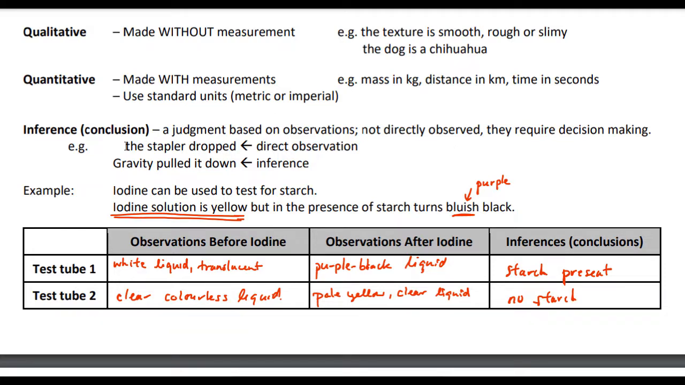So if I picked up a stapler right now and I dropped it, you would see the stapler fall. That's your direct observation. You saw it with your own eyes. But why did it fall? Well, the why is the inference. We would say right now, with our current understanding, we'd say, oh, the force of gravity pulled it down. We inferred that. We didn't know that for sure.